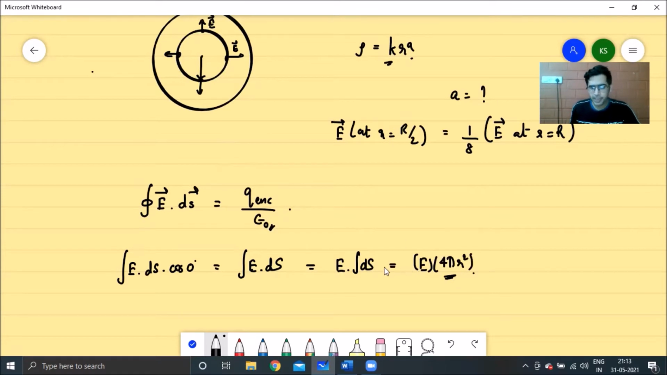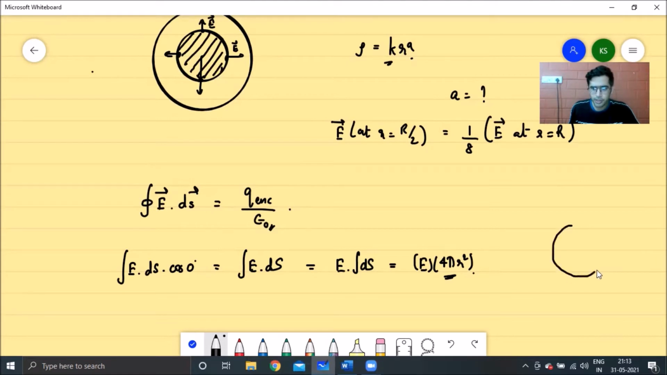So from this, you can find out what the E value is by relating it to the charge enclosed divided by epsilon, right? So integral E dot ds simplifies to E into 4 pi r squared over here. And that should now be equal to charge enclosed divided by epsilon naught. So what's the total charge enclosed within the sphere of radius r by 2?